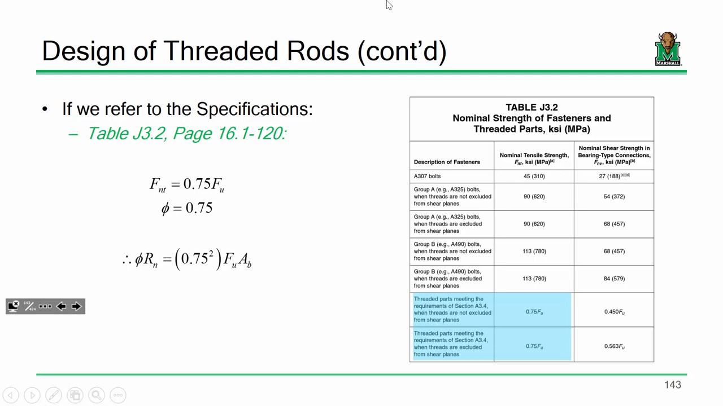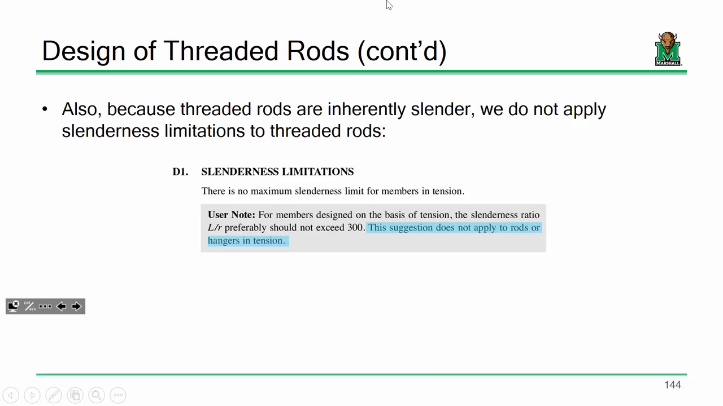All right. So we have 0.75 squared FUAB. One of those 0.75s is the phi value. Another is the reduction in capacity for nominal tensile stress. Okay. One of the other things that makes threaded rod design easier is we don't have to check slenderness.